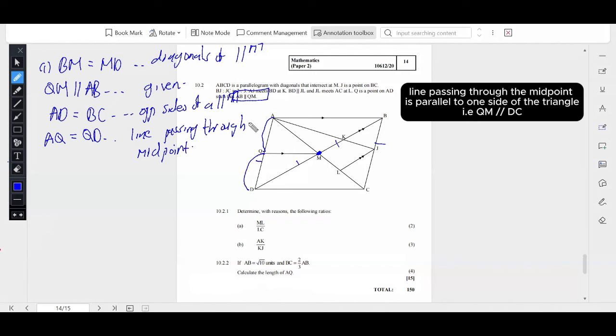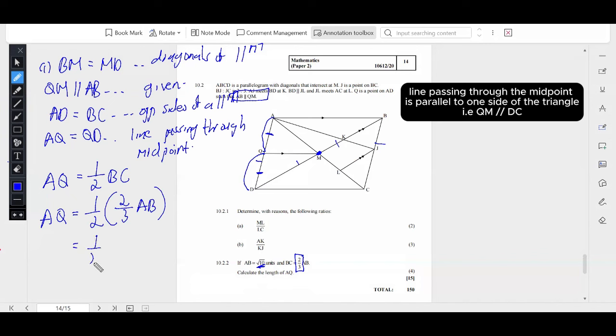Now, if we are saying that the whole of AD is equals to BC, and then we have just noted that AQ is equals to QD because this is drawn to the midpoint, then that means, in other words, we can say that AQ should be half of BC, right? So AQ should be half of BC. But then what is BC? BC, we have been given that is 2 over 3 AB. So we can say our AQ now is equals to half, and then our BC is actually 2 over 3 AB.